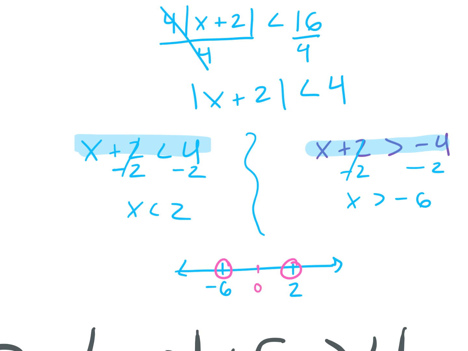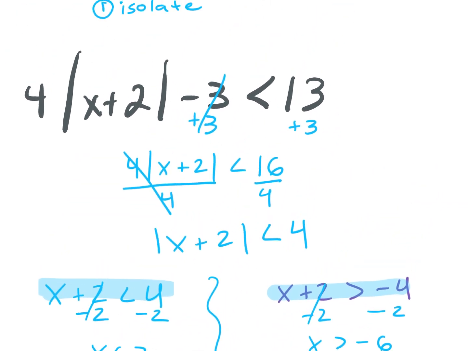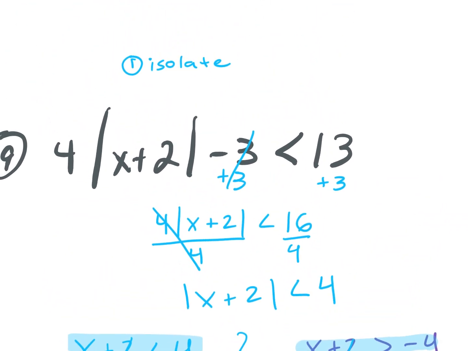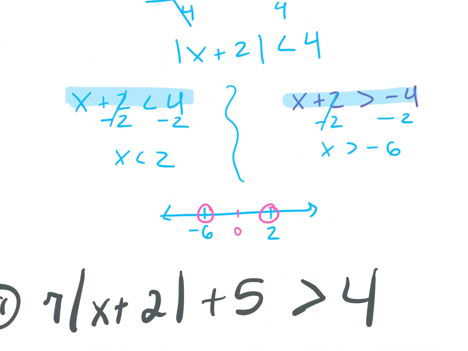What's the number in between negative 6 and 2 that I can test? 0. Awesome. So let's plug in 0 into the original. So we have 4 times the absolute value of 0 plus 2 would be 2, which would be 8 minus 3. What's 8 minus 3? 5. Is 5 less than 13? Yes. So that is true. So where am I going to shade? In the middle.